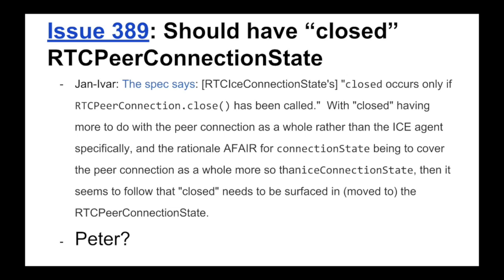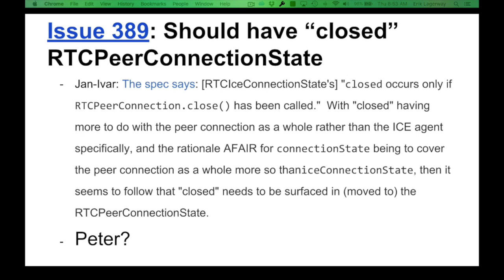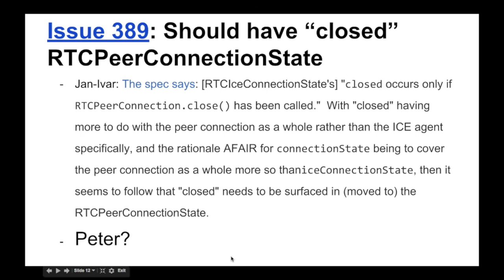Yeah, that makes sense. Oh, okay. So maybe I misunderstood the question, Jan-Ivar. Is the question that the aggregate connection state should include a closed? Yes. Okay. Does it not already? No, it doesn't. It only has new, connecting, connected, disconnected, and failed. Okay. So basically the thing would be if all of the ICE transports are closed, then the peer connection state, the aggregate state, would be closed. I mean, if close has been called, I would say that it's closed. I think that's the only way to get there.